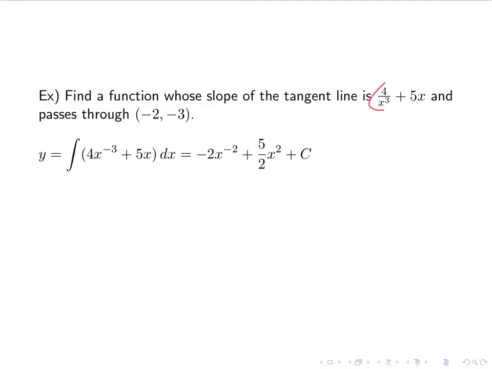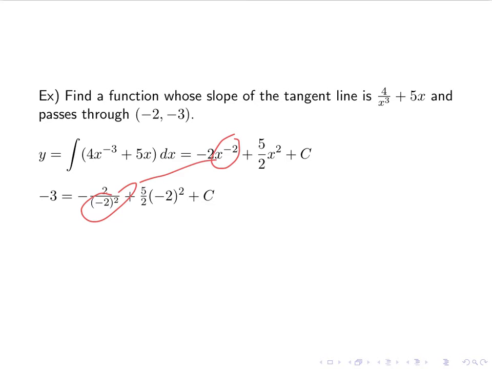Notice that I also changed 4 over x cubed to 4 times x to the -3 so that I can use the power rule. Okay, so I integrate and I get -2x to the -2 plus 5/2 x squared plus c. And again, to find c, we're going to use the point that our function goes through. So we end up with -3 equals -2 over (-2) squared. So again, I'm going back to what does the power of -2 mean? It means 1 over that thing squared, plus 5/2 times (-2) squared.